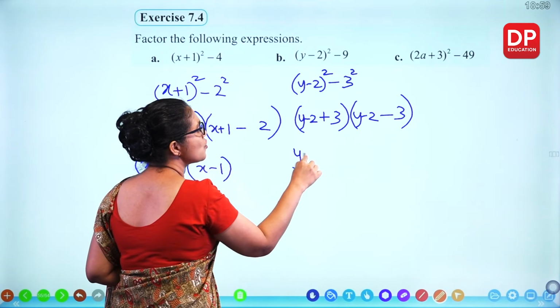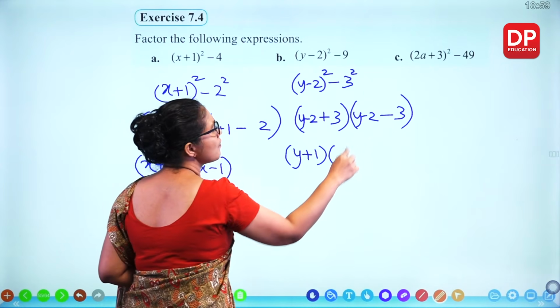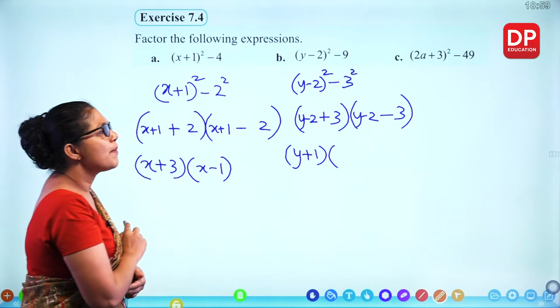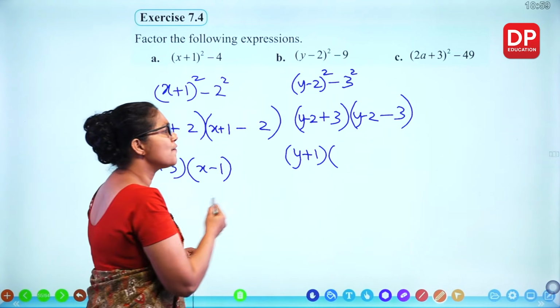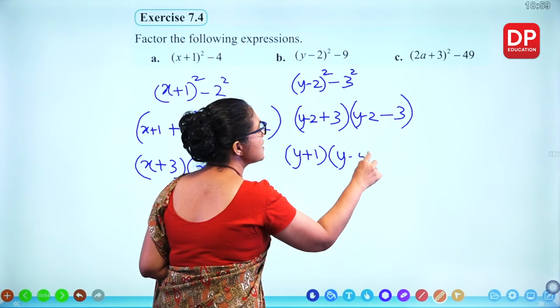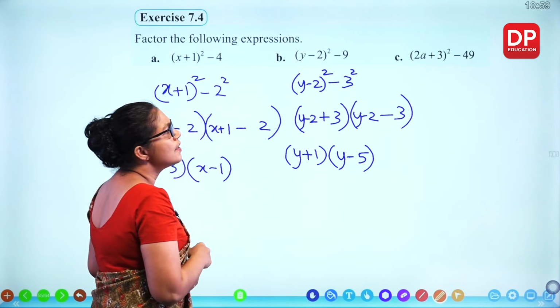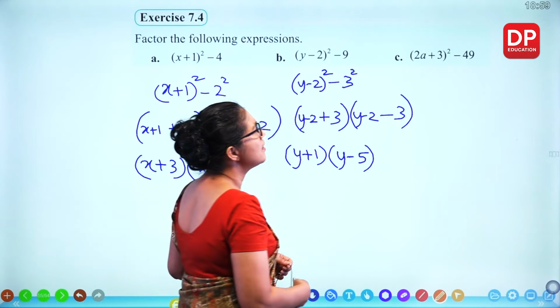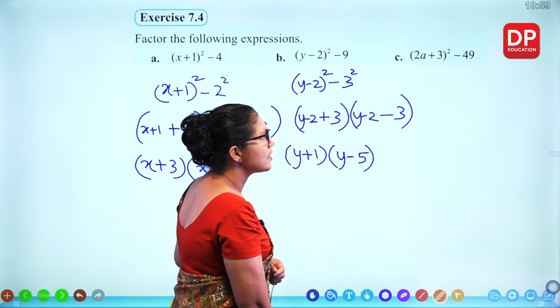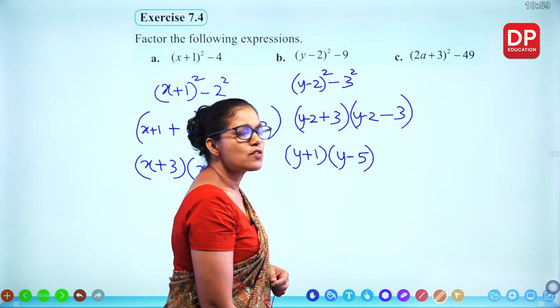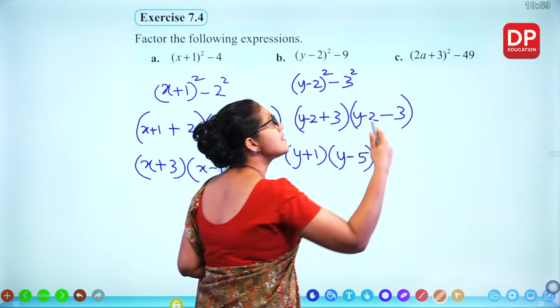y 3 minus 2 is plus 1. What about this one? Minus 2 and minus 3 becomes minus 5. So y minus 5. Now look at the third one. So you get 49. 49 is a square number, so you can write 7 squared.